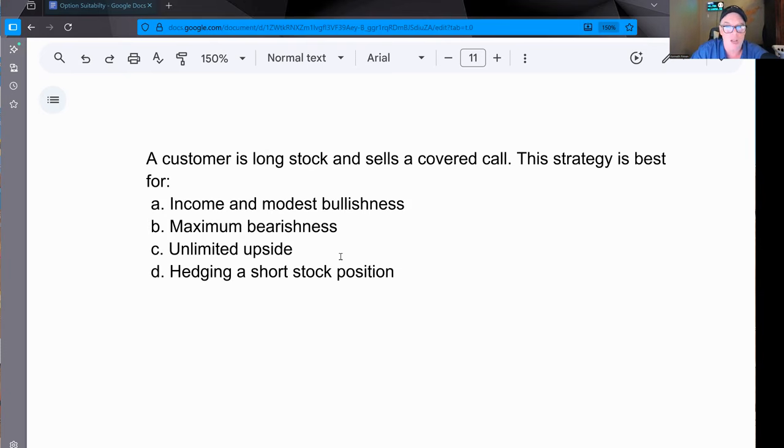A customer is long stock and sells a covered call. This strategy is best for income and modest bullishness, maximum bear, unlimited upside, hedging a short. Now, we're going to go with income and modest bullishness, right? Because we're buying stock, sell a call. You're okay with a little bit of upside, but you're looking for income. So sell a covered call is A. Good.